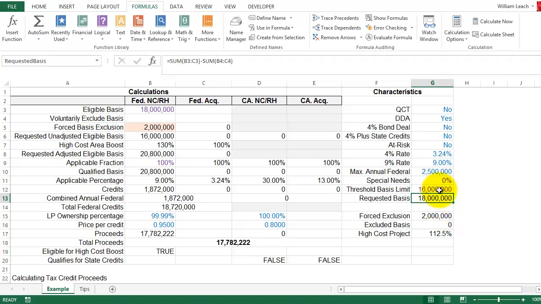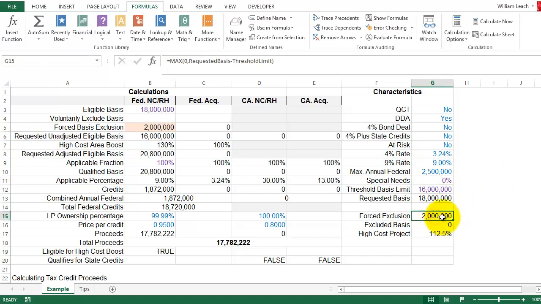Okay, we'd be asking for more credits than we're allowed. So this cell down here is trying to say, hey, wait, don't do it. I'm going to force you to exclude some of your basis. Here you would voluntarily exclude basis. Here it's forcing you to exclude basis so that you're down to the 16 million and you're under the limit so you don't get disqualified.